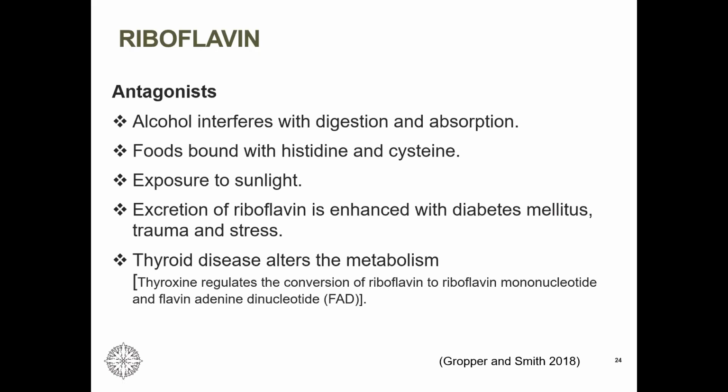Then look here, the last one. Thyroid disease alters the metabolism because thyroxine regulates conversion of riboflavin to its mononucleotide form. So people who have hypothyroidism may again be deficient in the active form of riboflavin. They may be consuming proper food, but their body may not be able to convert it into its active form.